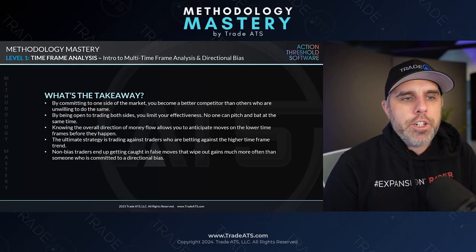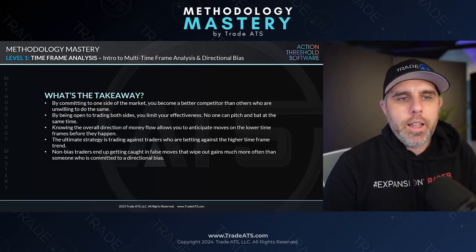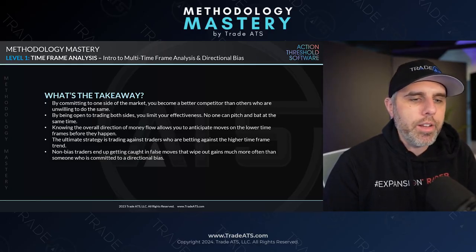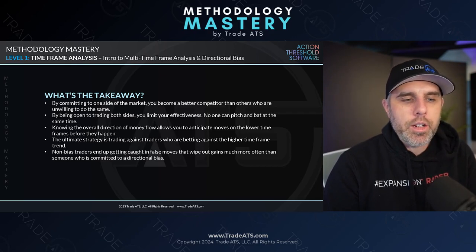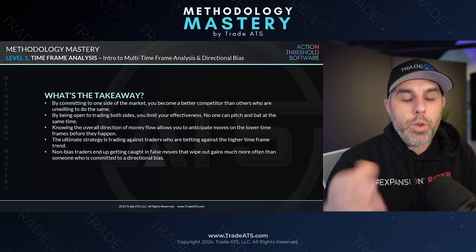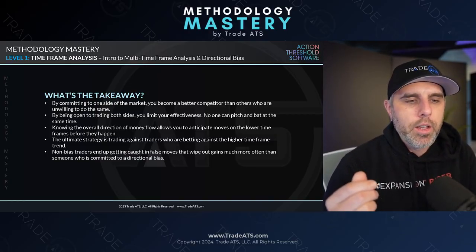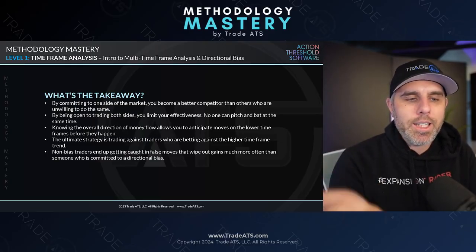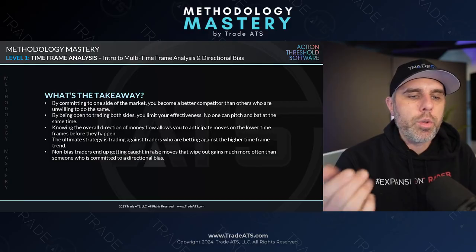The ultimate strategy is trading against traders who are betting against a higher time frame trend. That's where overvalued, undervalued comes from. We know the tipping point based off of fair market value. How do we know fair market value? Because they established it, accumulated buying and selling. Of course, the fair market value can be manipulated because it's only allowed by the market makers. But nonetheless, it is a balancing point, and people can see that balancing point visually.